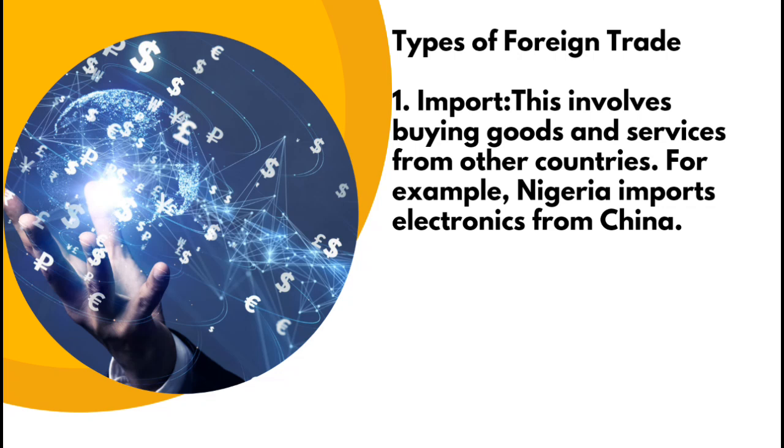Example, we have banking, insurance, payment for travels, transportation, shipping. All these are invisible. We cannot feel them. But visible imports, we can feel them, we can hold them, but invisible imports, we cannot feel them. So that is the difference between visible imports and invisible imports.